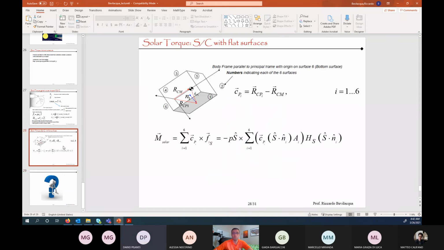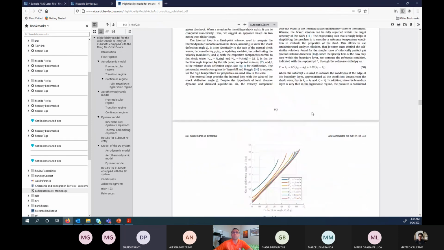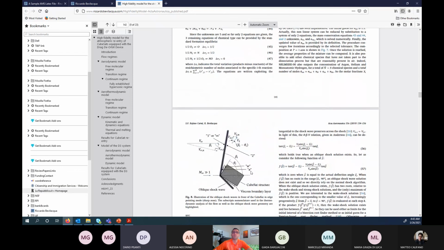Sorry, Professor, I have a curiosity. Did you also model the shock wave in your paper? Because it looks like you did, in the paper you have just shown. Yes. Okay. And we have not considered it in the presentation.